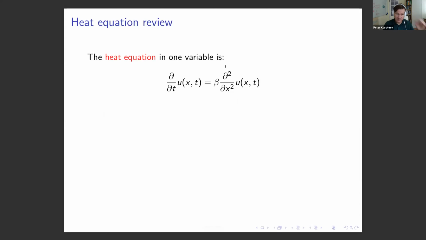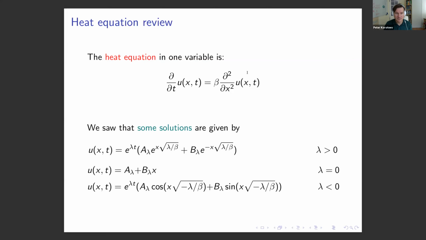Let's recall the heat equation. In one spatial variable x, it looks like this: the partial time derivative of temperature u as a function of x and t is equal to the heat transmission coefficient beta times the second partial derivative of temperature with respect to x. And we saw that the solutions are given by three different formulae, depending on the sign of the eigenvalue lambda of the second derivative operator.